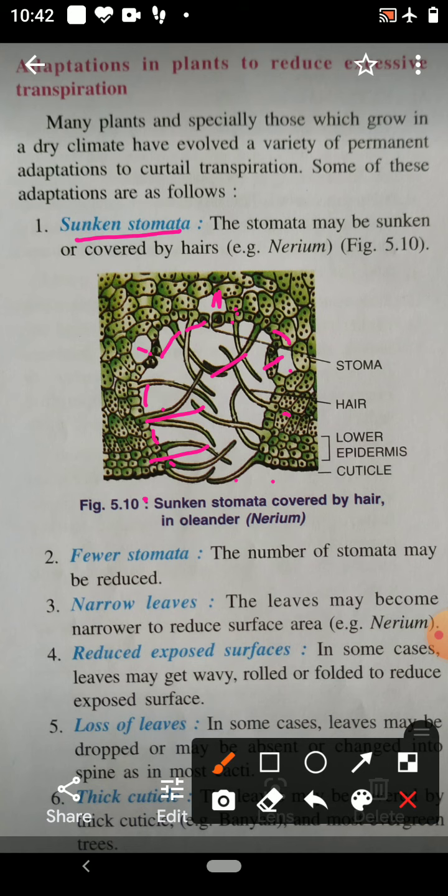Sunken stomata are found in nerium. So it is very important. Many times in the exam the question has been asked, name the plant in which sunken stomata are found. So your answer must be nerium or oleander.